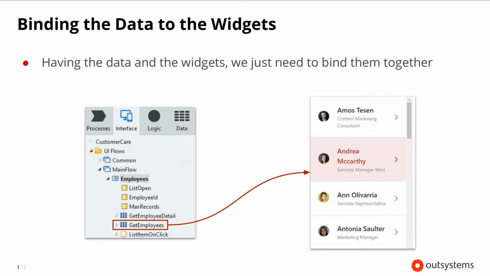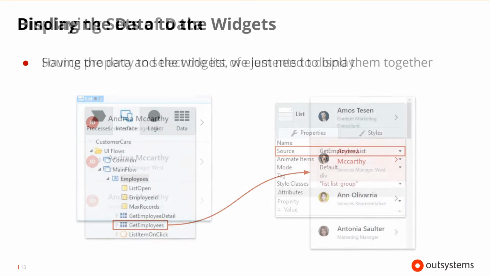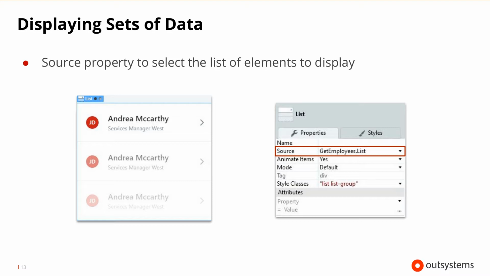Now that we have the data and the widgets, we need to understand how to bind them together, so when the screen renders, the widget knows which data to display. To display sets of data, for instance with a list or a table, the widgets have a source property, which expects a list with the data to be displayed. Here, we can directly use the result of the aggregate or the output of the data action. In this example, we are using the list result of the getEmployees aggregate.